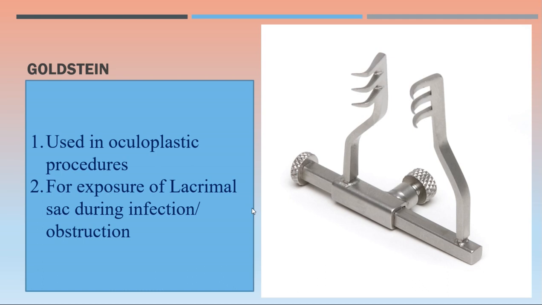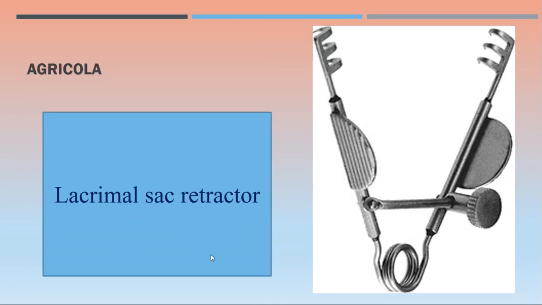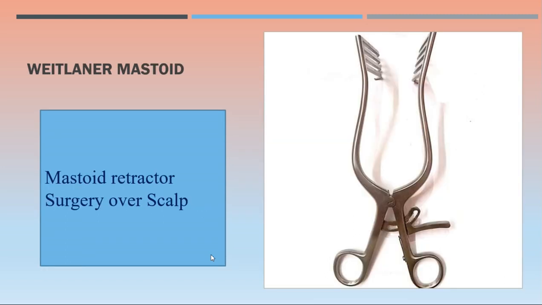This is how the Goldstein self-retaining retractor is, as we can appreciate here. It is usually used in oculoplastic procedures and for exposure of the lacrimal sac during infection or obstruction, dacryocystitis, right? So the Goldstein retractor is basically for ophthalmic surgeries. This is Agricola, again a lacrimal sac retractor, commonly known as such depending on the use.